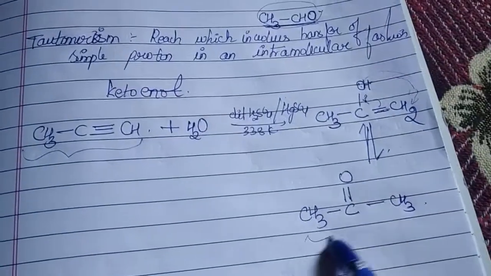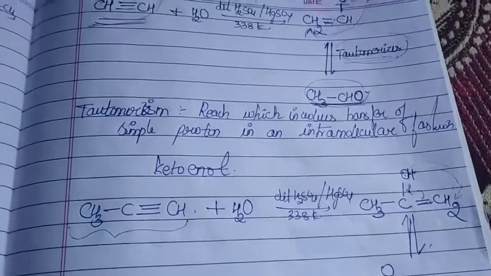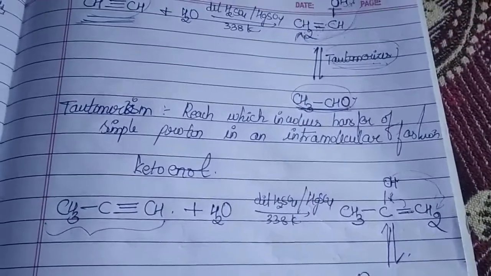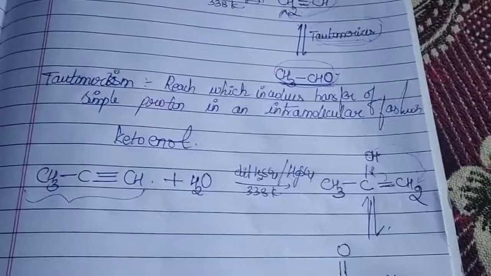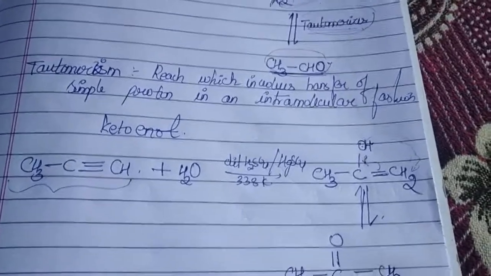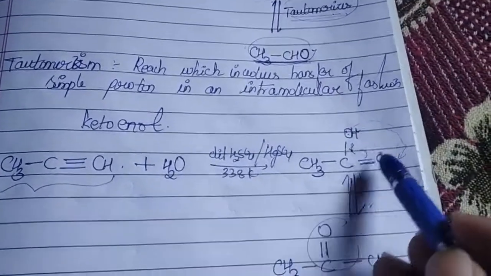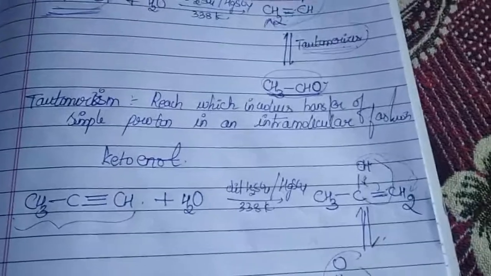Instead, we are going to get what? Ketone. So that is the reason we are calling this tautomerizing process as what? Keto-enol tautomerism. Keto-enol tautomerism. Okay.